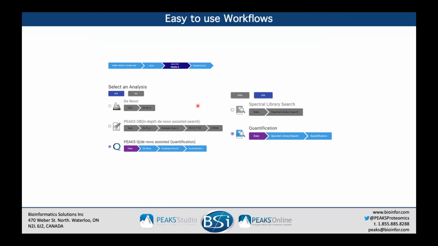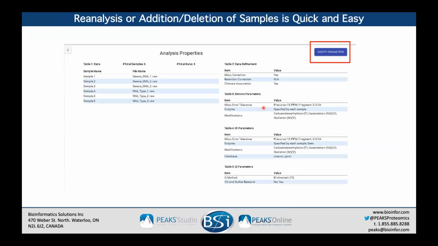And so the workflows that are in Peaks Online right now include data dependent acquisition for de novo, PeaksDB, which includes Peaks PTM and spider searches, which most of you are probably familiar with, as well as PeaksQ, which is the quantitation. And this, of course, includes Labelfree, SILAC, TMT, iTRAQ, and so on. And then on the DIA side, we offer a spectral library search, as well as Labelfree quantification. And I'll show you some data from that.